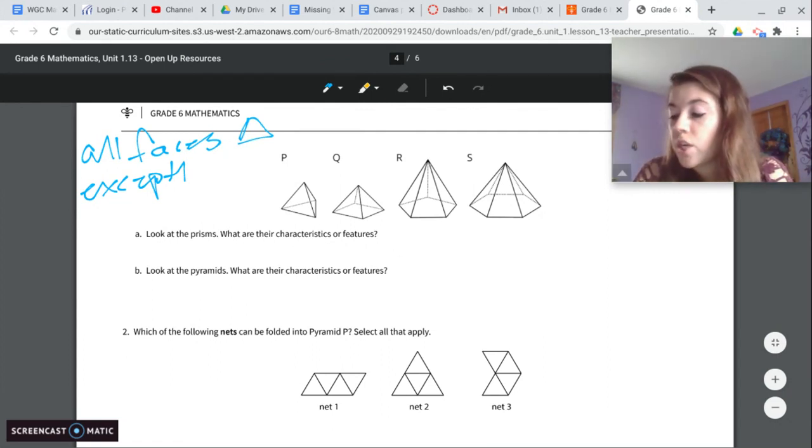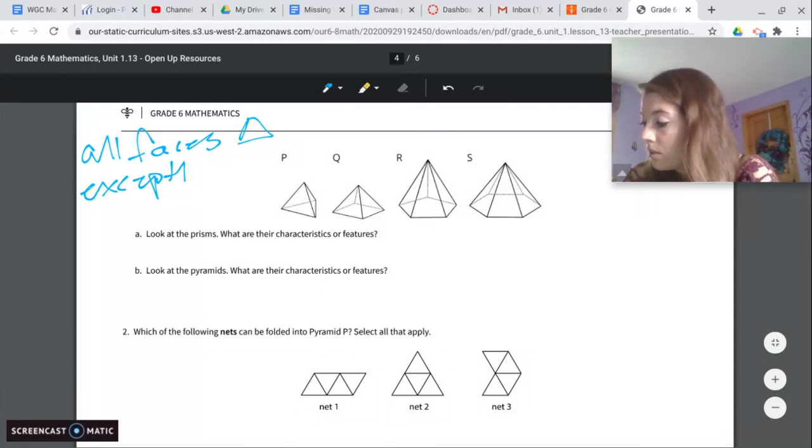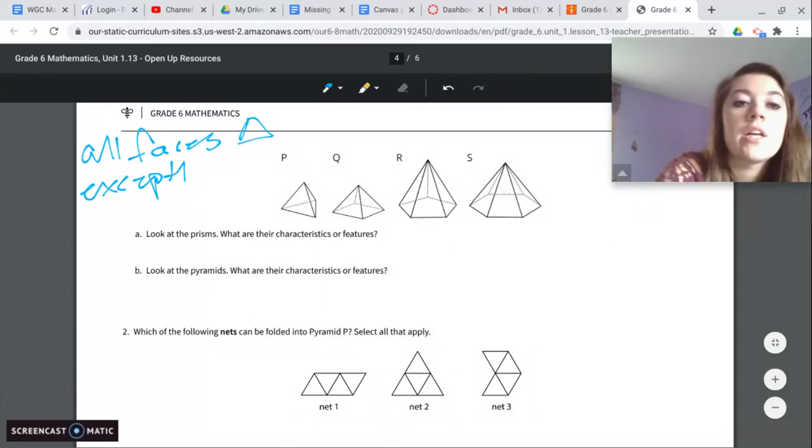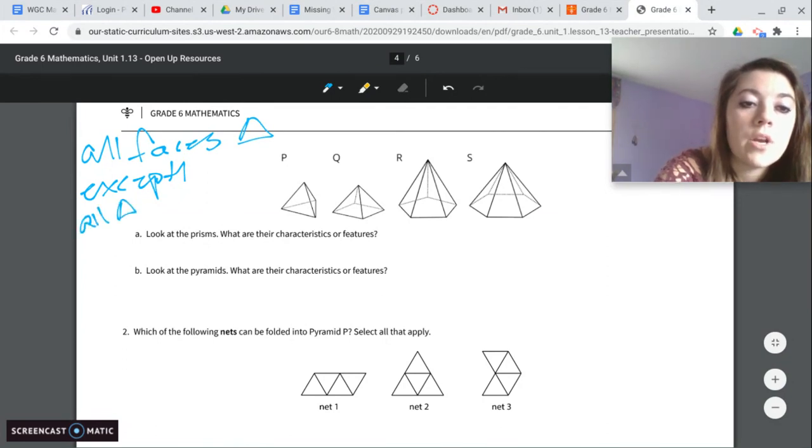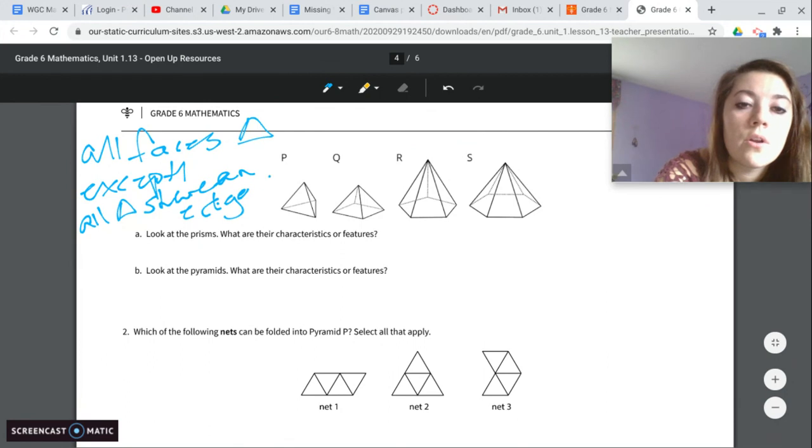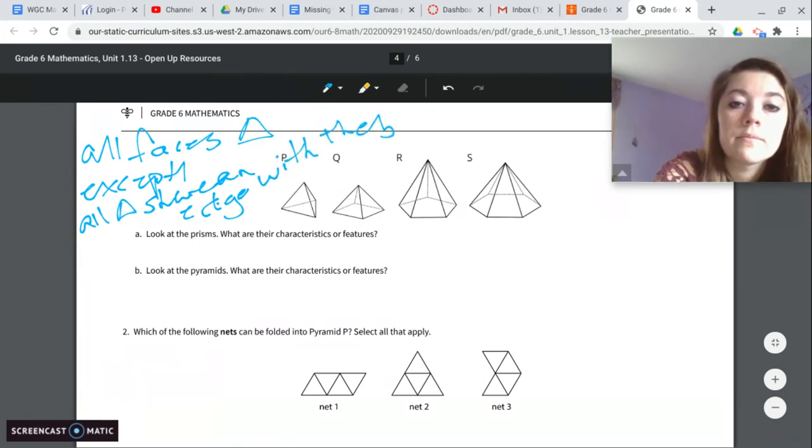All triangles share an edge with this face. So all triangles share an edge with the base polygon.